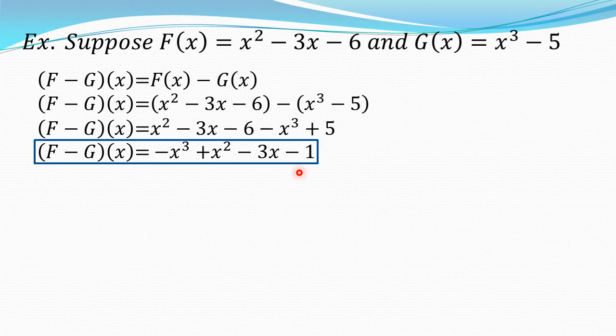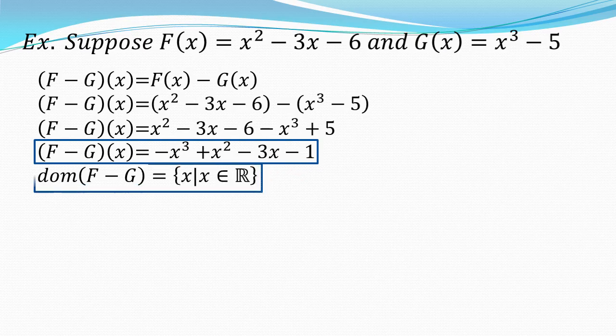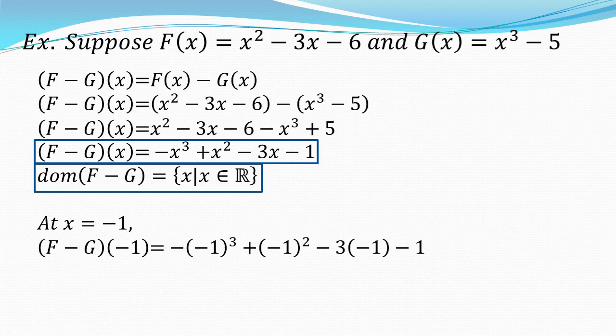And we have this as our final answer, and the domain is just the real numbers. So that's your domain. So how about at x is equal to negative 1? So we get f minus g of negative 1 is equal to negative quantity negative 1 to the cube. So every x I just exchange with negative 1. But this is separate from the x. That's why it's still outside.